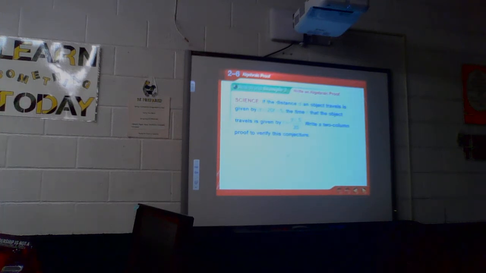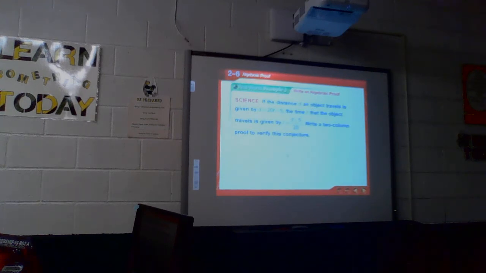All right, so now they actually want you to try to figure this out on your own. Okay? So if the distance d an object travels is given by d equals 20t plus 5, the time t that object travels is given by t equals (d minus 5) over 20. Write a two-column proof to verify this conjecture.